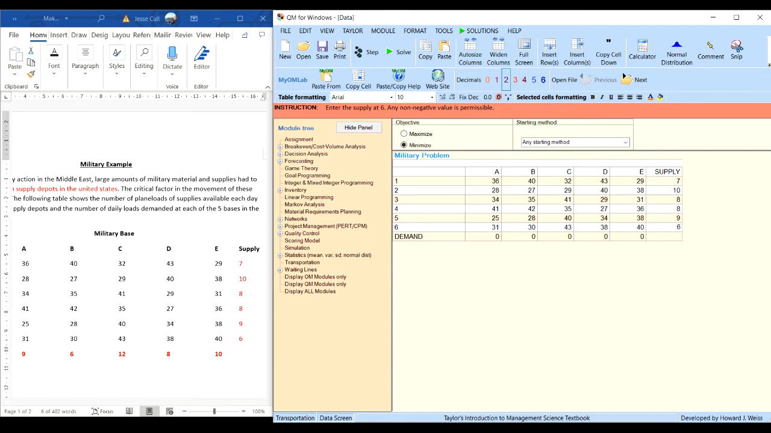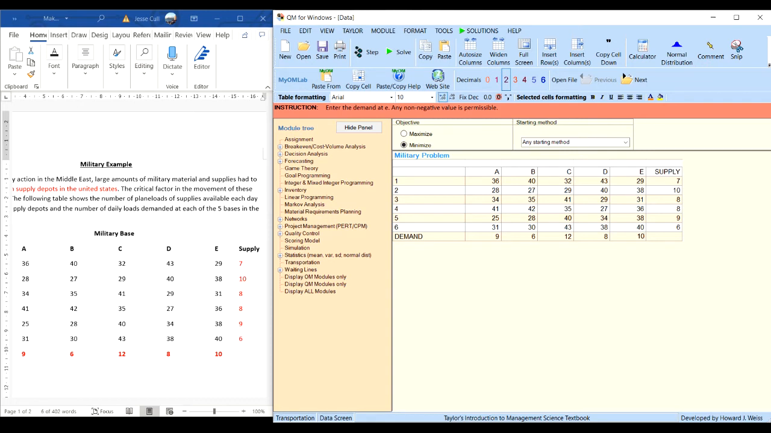The only thing we have to do now is enter our demand: 9, 6, 12, 8, and 10. Because QM is very capable of simple problems like this, it will automatically assess if there are any extras or any deficiencies. If there are, as we've seen before, it will create a dummy account.